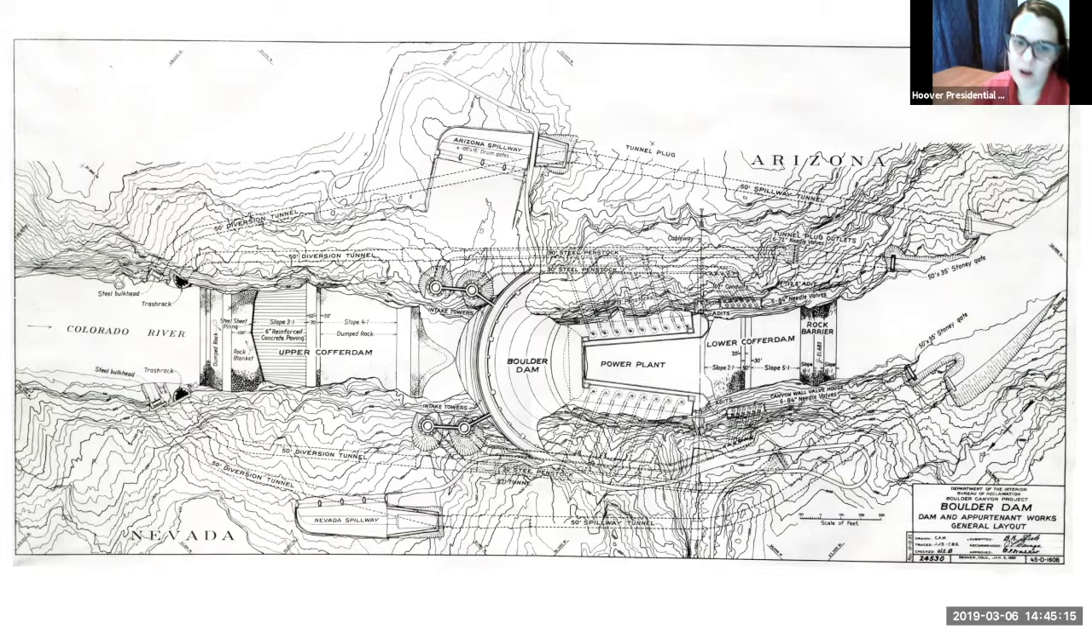726 feet tall from the base of the dam up to where you can drive on it on that top part.